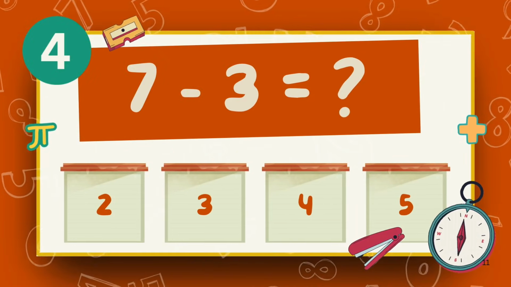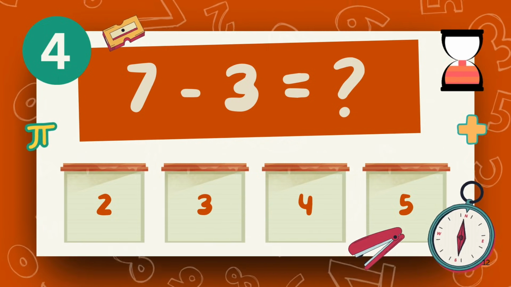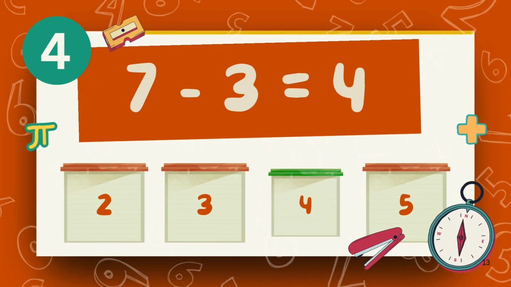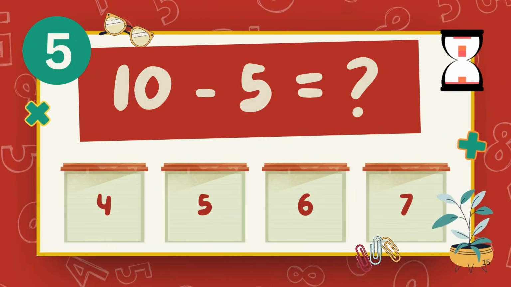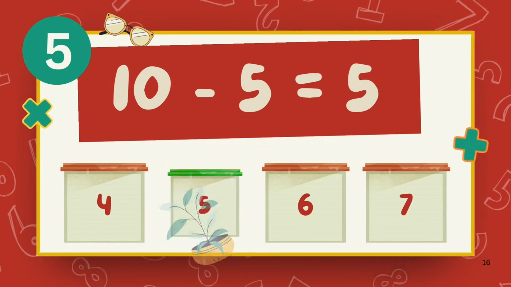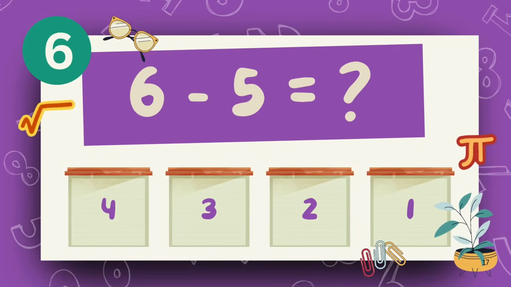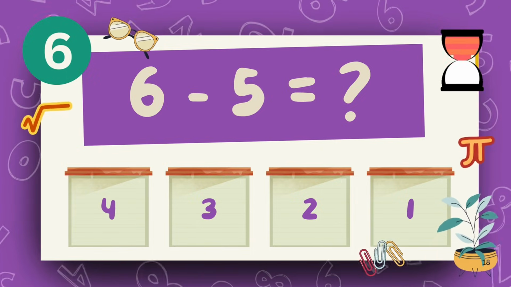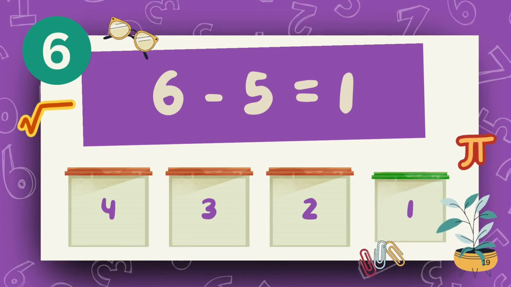What is 7 minus 3? The answer is 4. What is 10 minus 5? The answer is 5. What is 6 minus 5? The answer is 1.